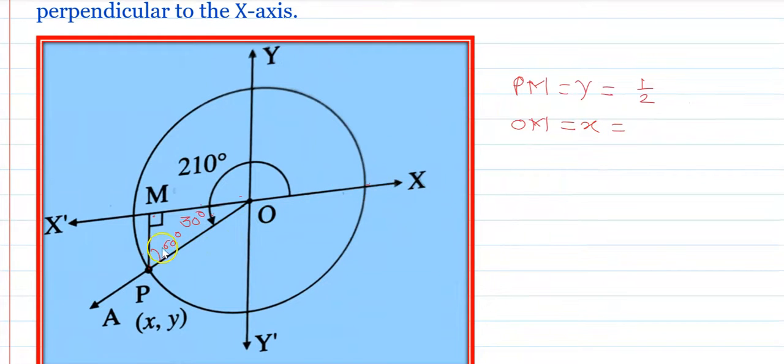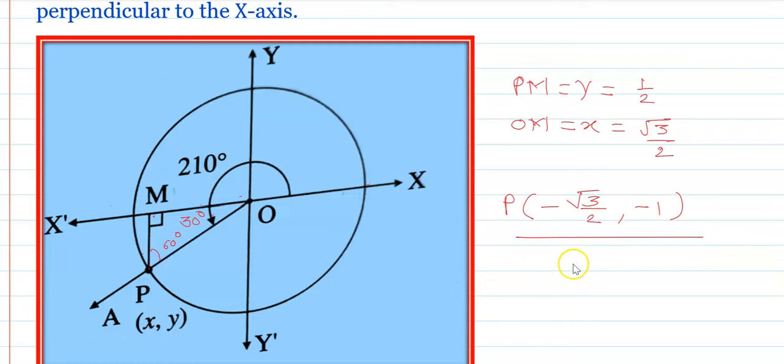OM is equals to side opposite to angle 60 degree, which is root 3 by 2 times the hypotenuse. Hypotenuse is 1. Therefore it is root 3 upon 2 into 1. Now this point lies in the third quadrant, and hence the coordinates of the point P are both negative. Means what? You will get minus root 3 by 2 and minus 1.